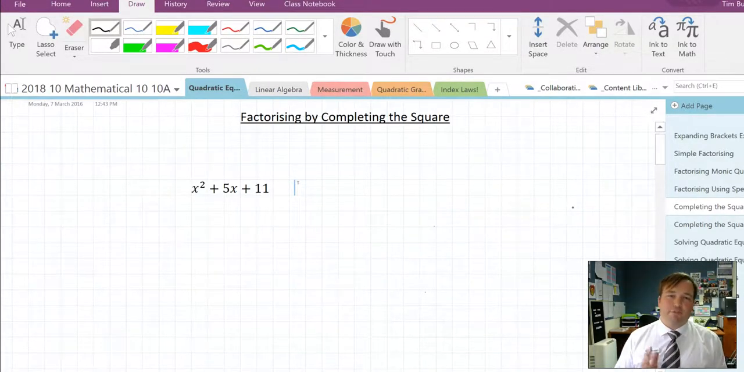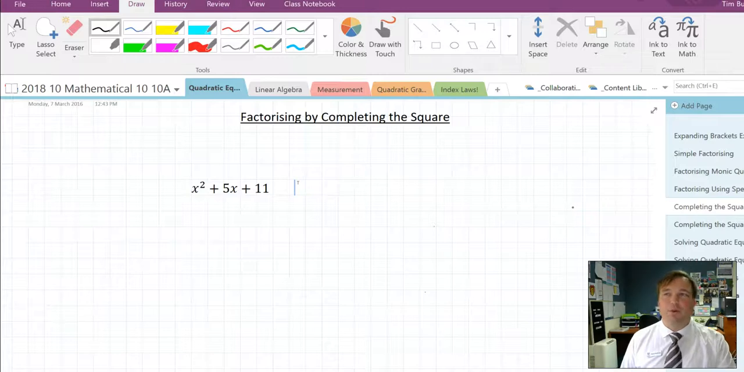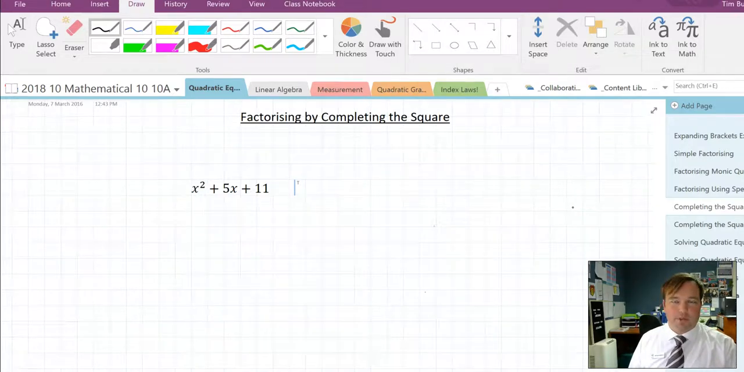Today we're looking at factorising by completing the square. Now, completing the square is an incredibly useful tool that we'll use to manipulate quadratics later on. Factorising by completing the square is a little bit painful, but it's useful in that it almost always works. Okay, it does always work when the quadratic can be factorised.